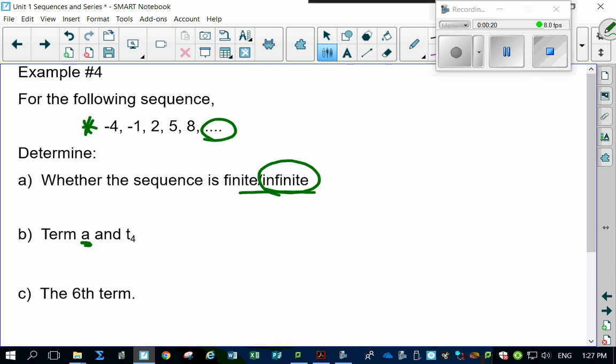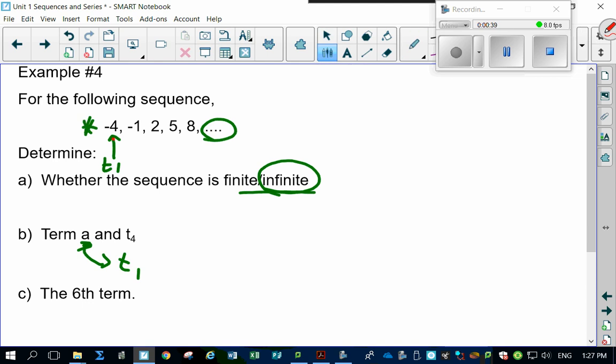Also, notice it says determine the A term. Well, the A term here is the same as the first term. Remember, in the previous podcast, A stood for term 1. So it's interchangeable. Sometimes they say A, sometimes they say term 1. Roll with it. Now you know the two examples.